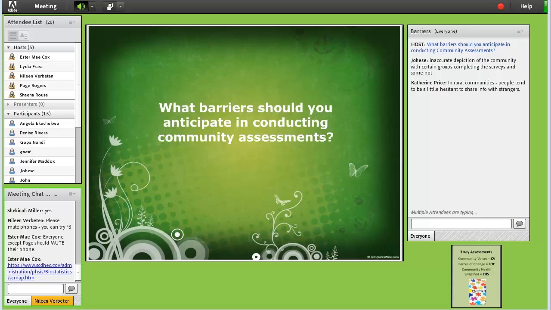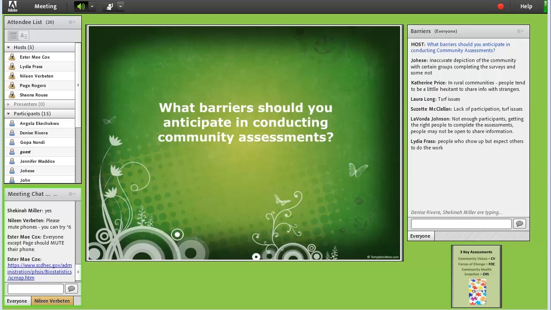So there may be segments that you're not able to reach, don't know how to reach, you haven't been able to identify a key stakeholder. That certainly can be a barrier. In small communities, people tend to be a little hesitant to share information with strangers. That is a great point.